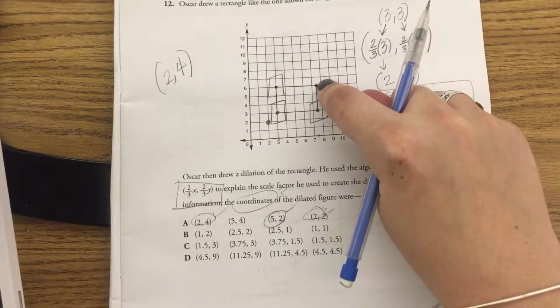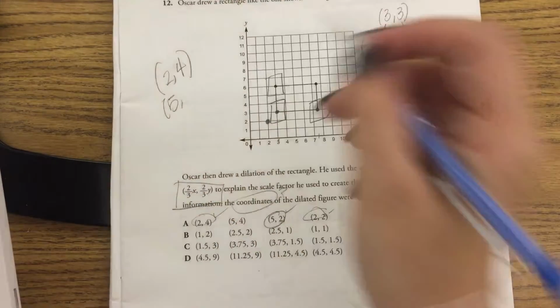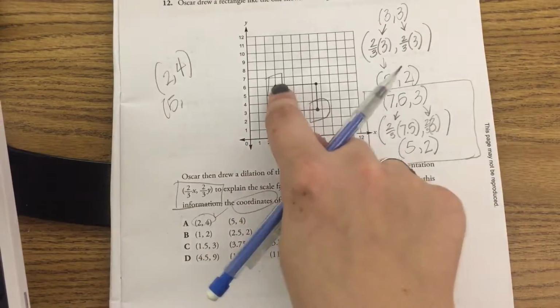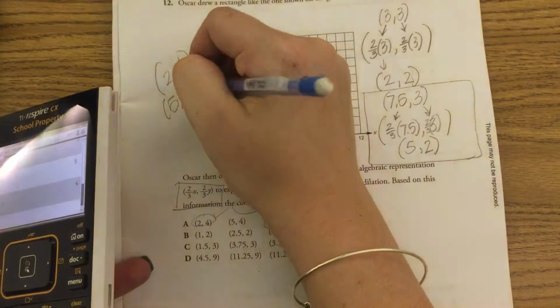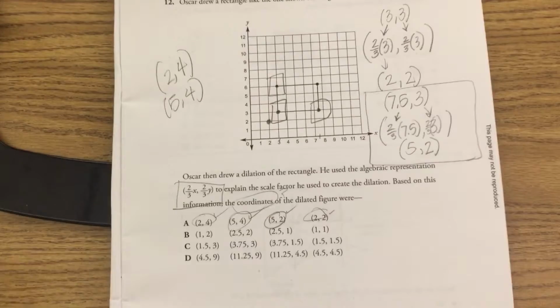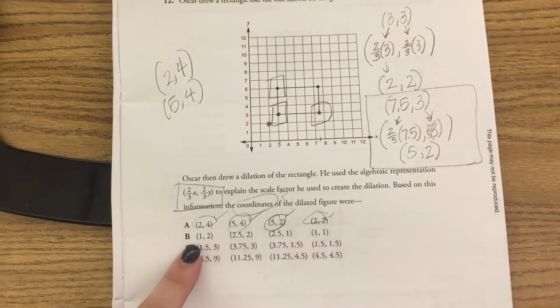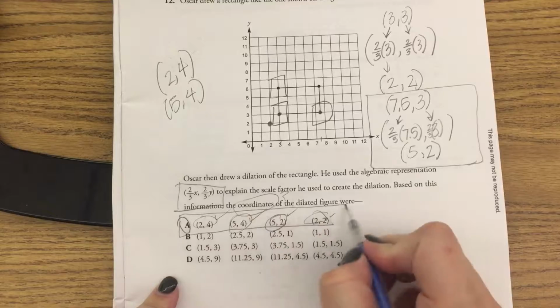And this one is 7.5, 6. We already did 7.5. We got 5. And then we just did 6 for this point. We did 6 times 2/3 and got 4. So 5, 4. Just make sure that you're putting your x and your y in the correct order, checking your points, and A is our answer. That is the dilated figure.